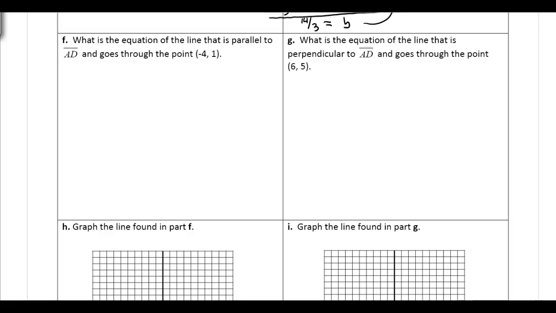This is part 4 in the solutions for the coordinate geometry quiz review worksheet. In this video, I'm going to cover part F and part H right below it. Those two parts go together.